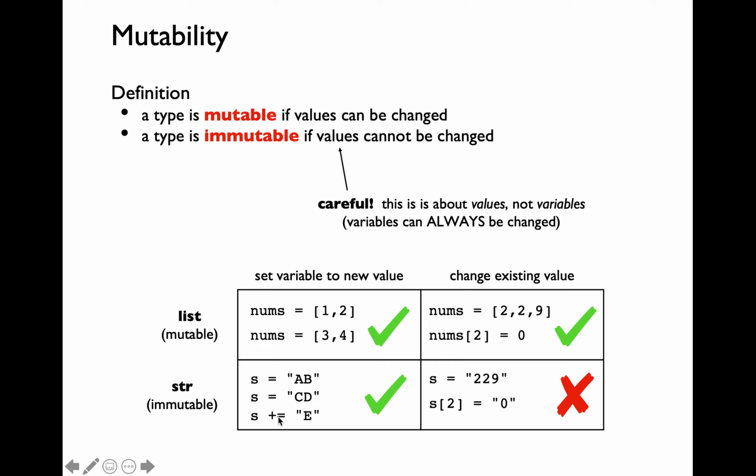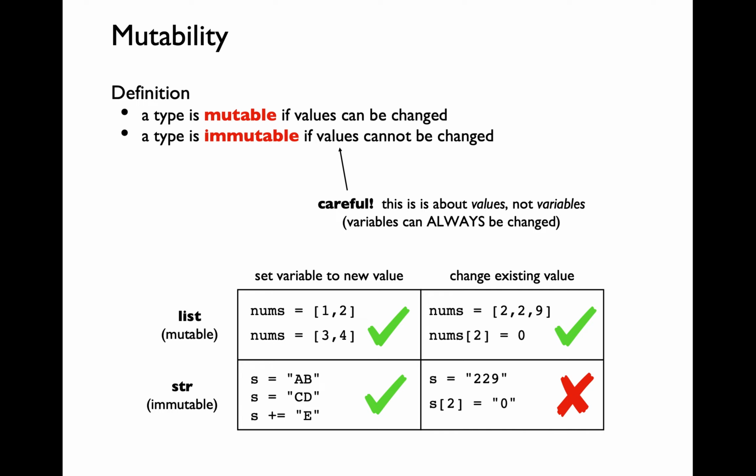Similarly, when I say s plus equal to E, I'm going to concatenate the string CD with the string E, and that will create a brand new string CDE, and we are now going to reassign the variable s to that particular brand new string CDE. When you concatenate the string CD with the string E, you don't really change the value of the string CD here. So what do we mean by changing values?